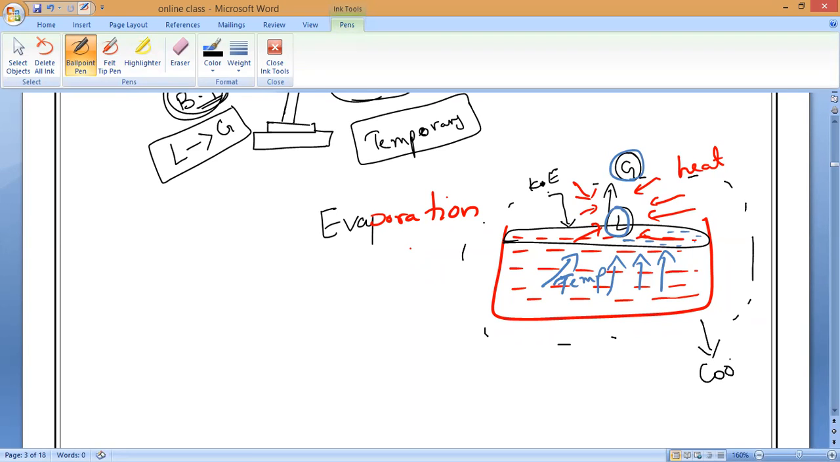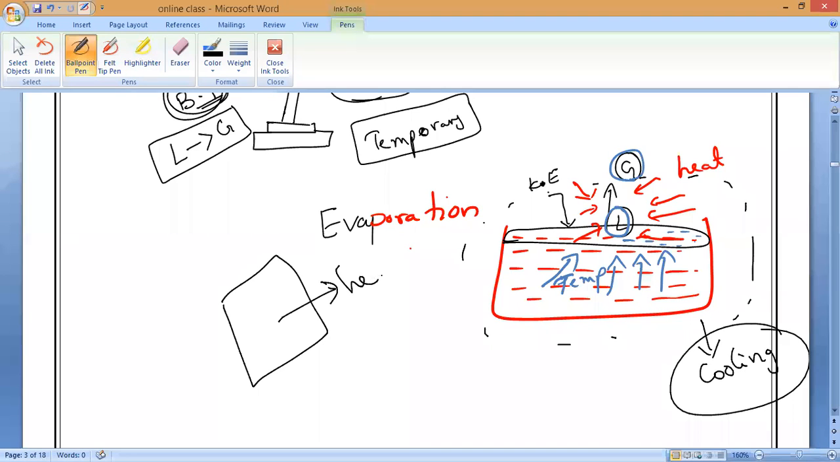Do you understand? Once I have taken the heat away, for example, this is the room. I removed the heat, which means the room will become what? Cool. That is what will happen. So once the surface particles take the heat from the surroundings, as well as from inside the liquid, our surroundings will become cool or hot? Cooling. That is what.